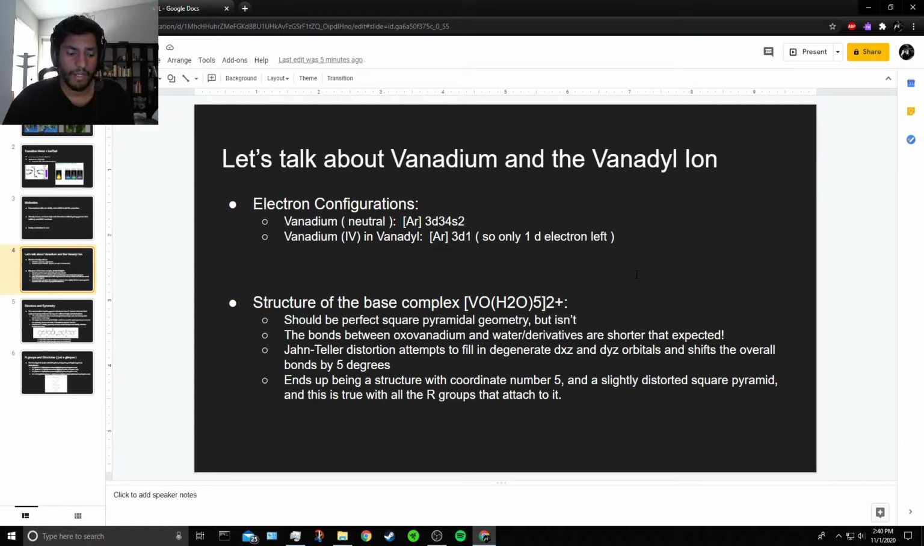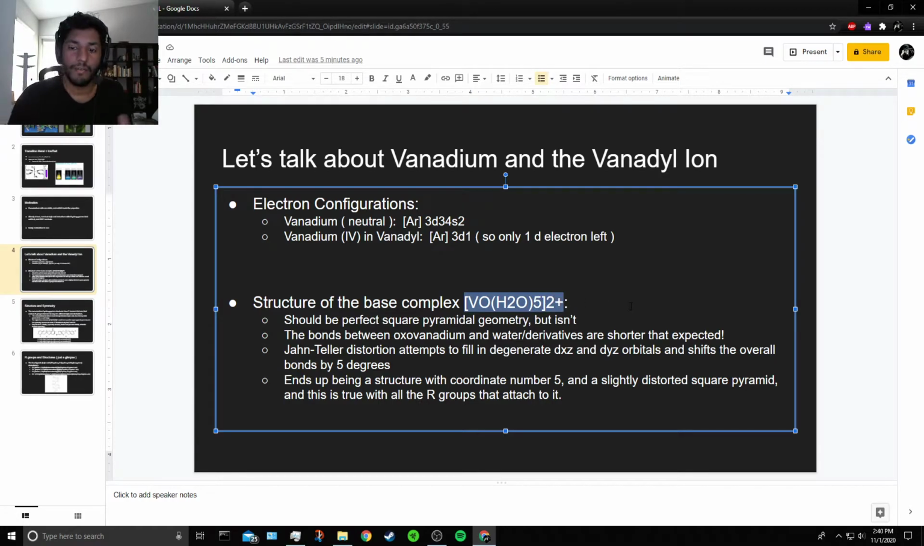When I say base structure, I'm talking about the VO(H2O)5 complex. It should be a perfect square geometry, but it isn't. Studies have shown that the base structure has degenerate dxz and dyz orbitals, and to fill in those electron spaces, they have to distort the bonds between the vanadium and the water by about 5 degrees. So even though the coordination number stays the same at 5, the overall structure is a distorted square pyramid geometry.